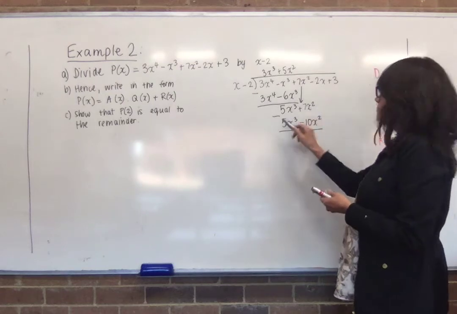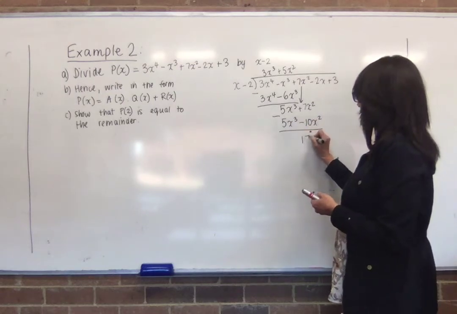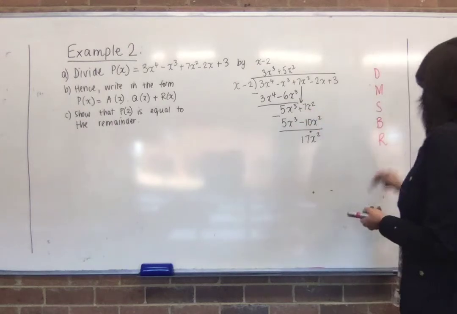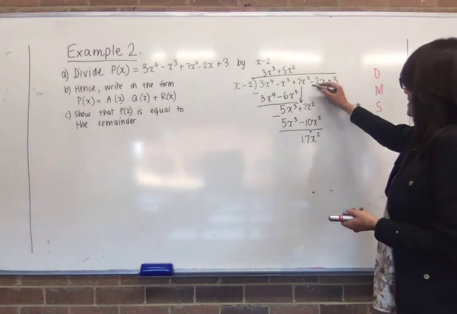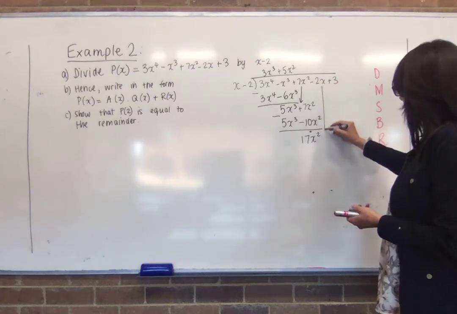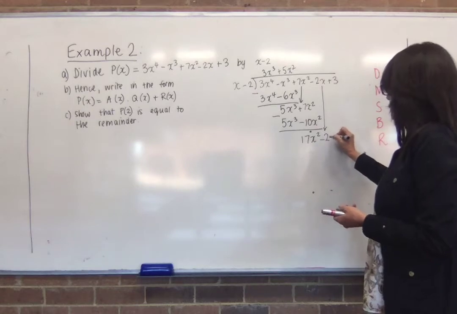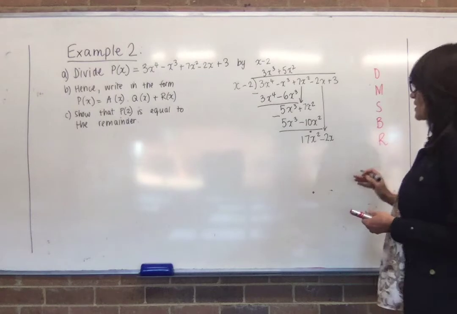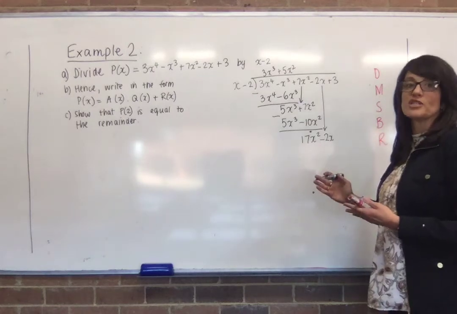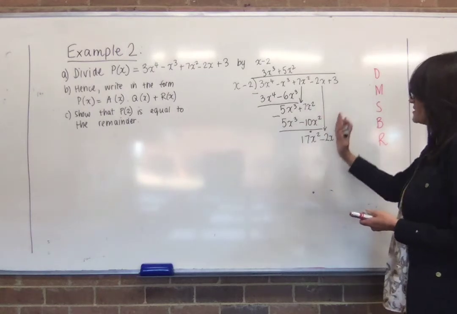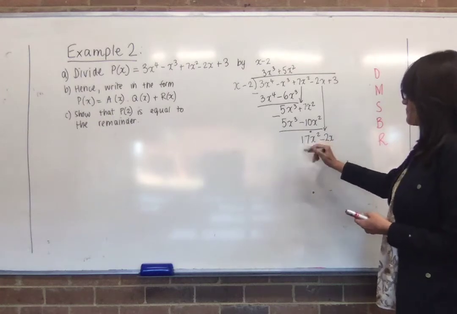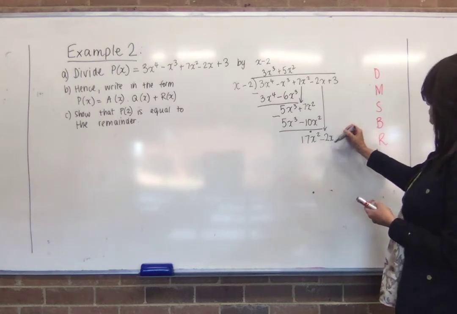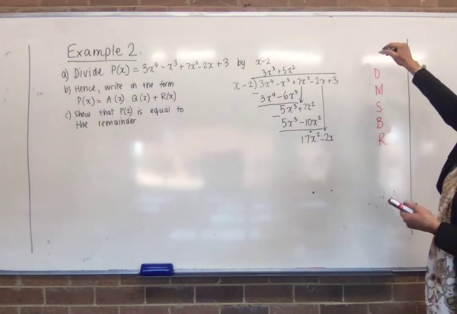So we've multiplied, now we're going to subtract. 7x squared minus negative 10x squared becomes 17x squared. 5x cubed minus 5x cubed is 0. So we've subtracted, now we're going to bring down the next term, which is this negative 2. Notice that I'm keeping everything nicely aligned. It's going to make the process so much easier if we maintain these lines. Now we've brought down the negative 2, and again we repeat the process.